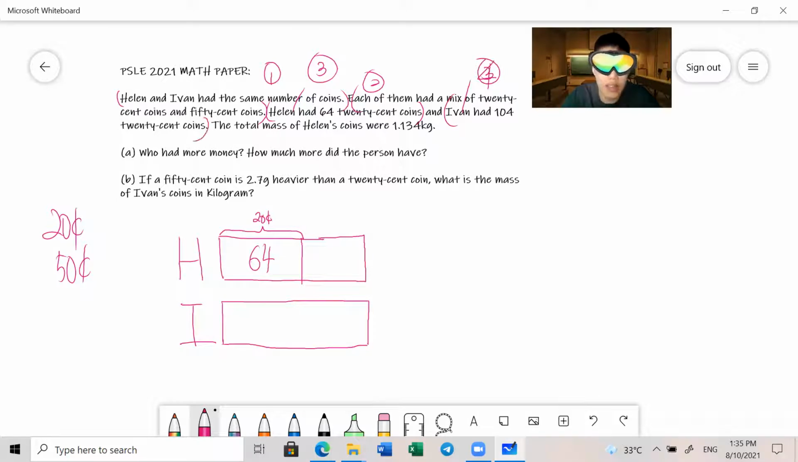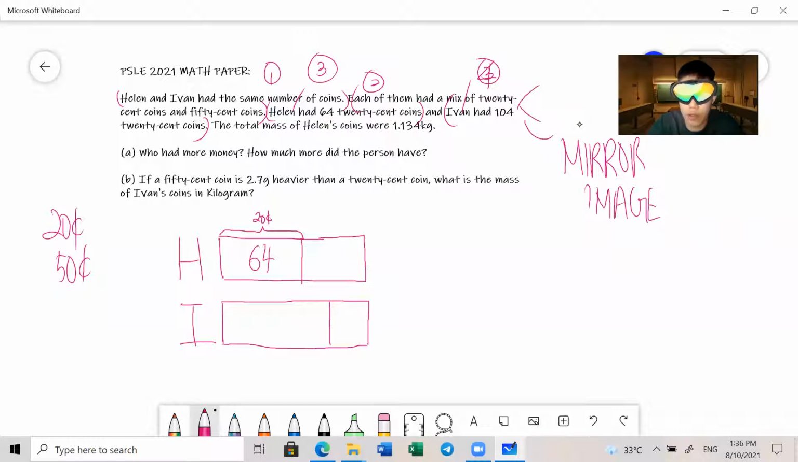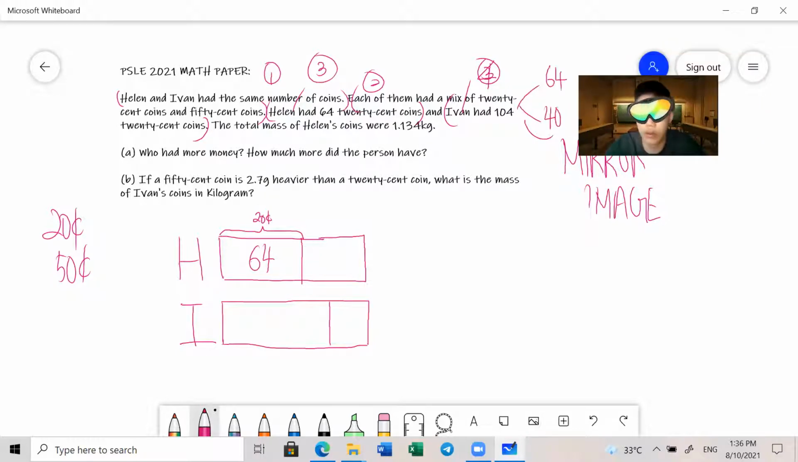Sentence number 4. Ivan had 104 20-cent coins, okay? And you do not want to just write this. What you want to do is apply the mirror image principle. Let me just show it to you. Break up the 104 into 64 and 40. How do I get 40? 104 minus 64. Now, if this is 64, this must be 64. Repeat after me. If this is 64, this must be 64. And if this entire thing is actually 20-cent coins, and we know the entire thing is 104, this must be 40. And if this is 40, reflect back up, this must be 40.